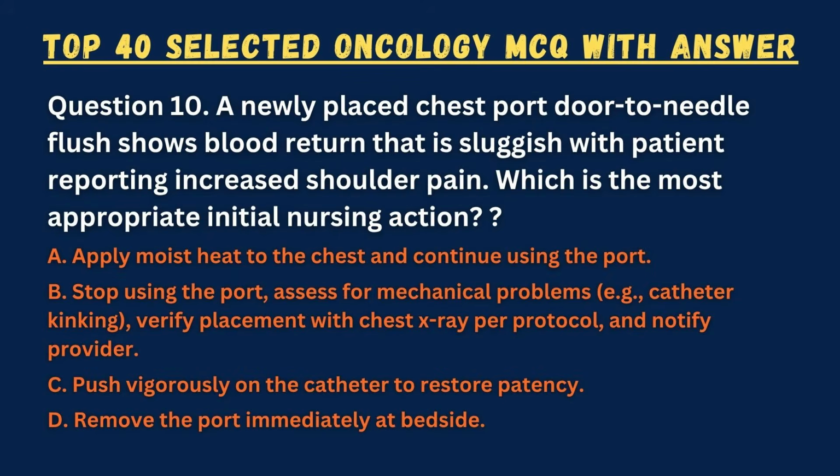Question 10. A newly placed chest port door-to-needle flush shows blood return that is sluggish with patient reporting increased shoulder pain. Which is the most appropriate initial nursing action? A. Apply moist heat to the chest and continue using the port. B. Stop using the port, assess for mechanical problems, for example, catheter kinking. Verify placement with chest X-ray per protocol, and notify provider. C. Push vigorously on the catheter to restore patency. D. Remove the port immediately at bedside.